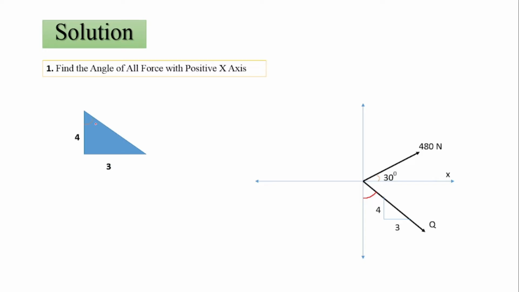So this angle is equal to tan inverse of 3 by 4, opposite side upon adjacent side. So tan theta is equal to 3 by 4, so theta is equal to tan inverse of 3 by 4. So we'll get theta is equal to 36.87. Remember, this angle is with respect to the vertical axis. So this is 36.87, so this angle will be 90 minus 36.87, so it is 53.13. In this way we can calculate the angles with positive x-axis.